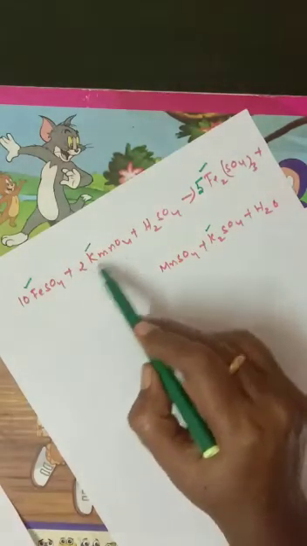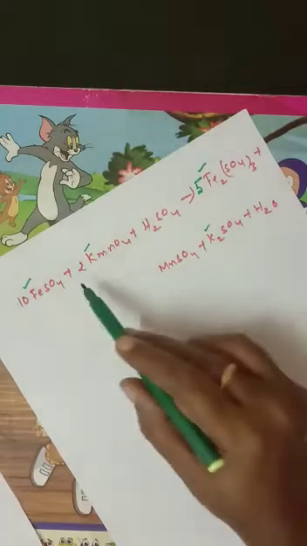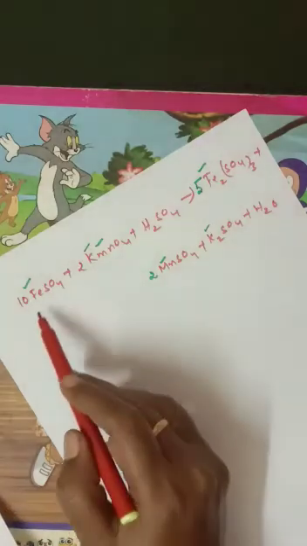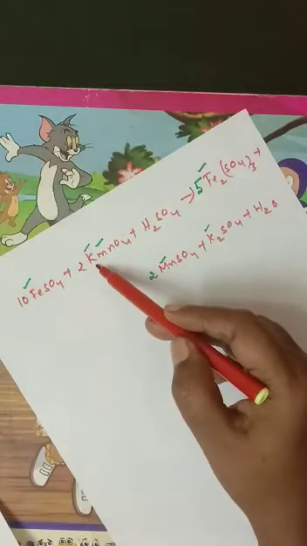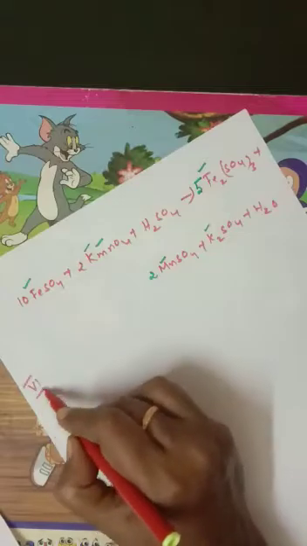So here 2 Mn is present. What about here? Only Mn is present. Do we want to balance it? Shall we write 2 here? 2. So Mn is also present. Now we are going to see the next step. So iron is balanced, potassium is balanced, manganese is also balanced. Now we can go for the next step.